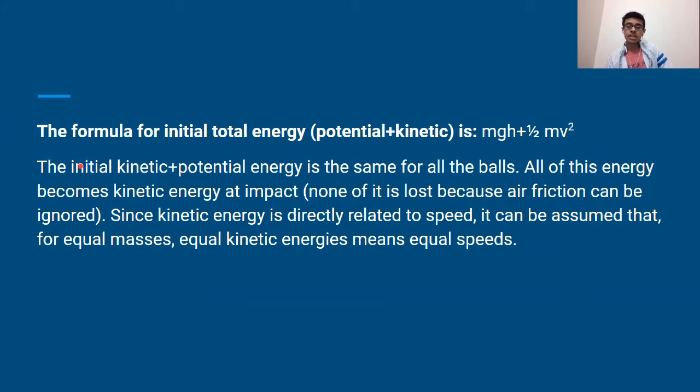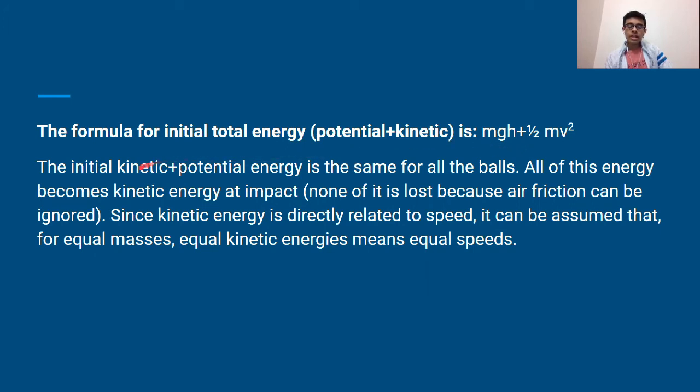So the formula for initial total energy is mgh plus 1 half mv squared, and mgh is mass times gravity times height, which is potential energy, and 1 half mv squared is the kinetic energy. It's 1 half times mass times the velocity squared. And obviously the initial velocity here is zero, so the initial kinetic energy turns out to be zero. So we might as well have said it's just mgh, but I thought it better to include the whole formula.